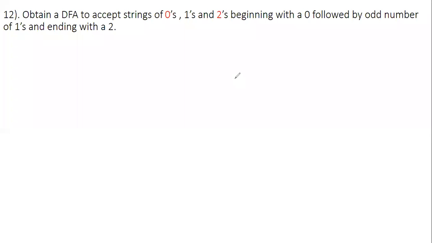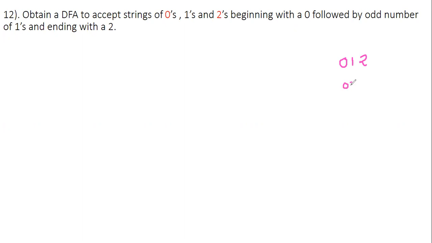What they are suggesting is the string should begin with zero. How many zeros? Only one. Beginning with a zero, they are mentioning only one zero. It should be followed by an odd number of ones, and ending with a 2. So this is the minimum requirement, 0 1 2. If this is the case, then the DFA should accept this string.